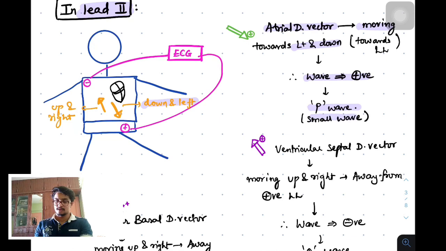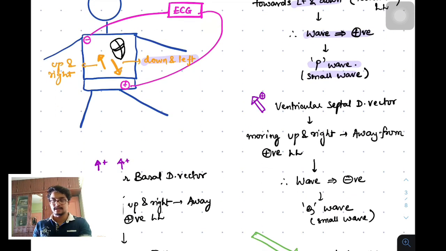Because atrial myocardium is small and very thin, the P wave will also be a small wave. Now coming to the next event, the AV nodal event was an electrical silence event. So we'll next go to the ventricular septal depolarization vector. It was moving up and towards the right side. So the positive vector is moving away from the positive electrode, which here was the left leg. This vector is moving towards the right arm, or the negative electrode. So different electrode and different vector, and a negative wave is produced in the ECG.